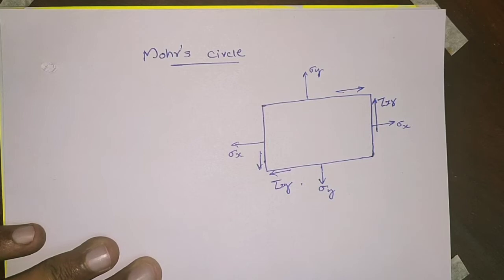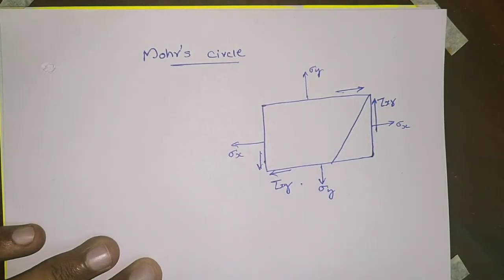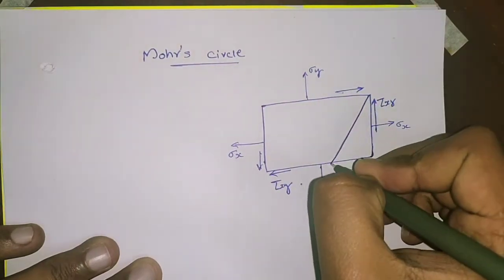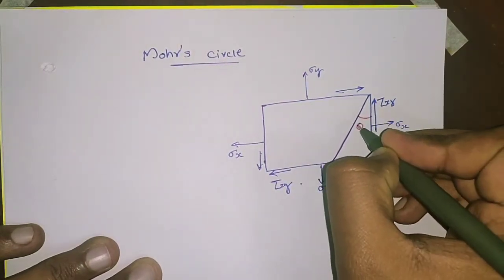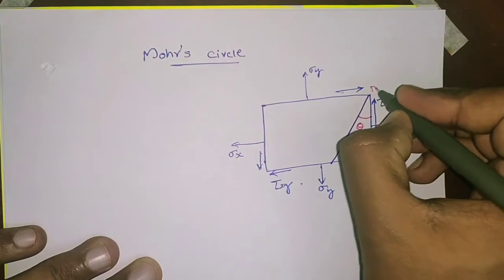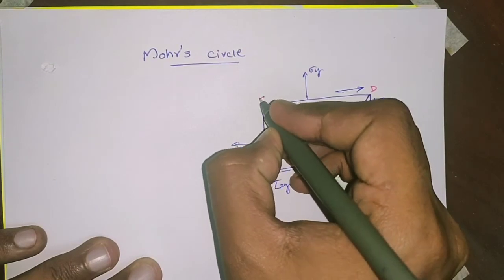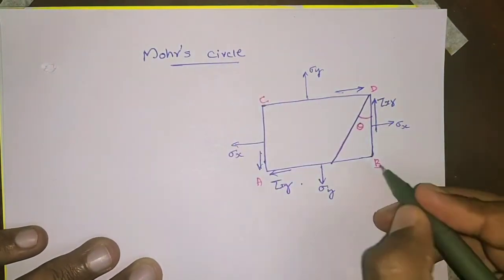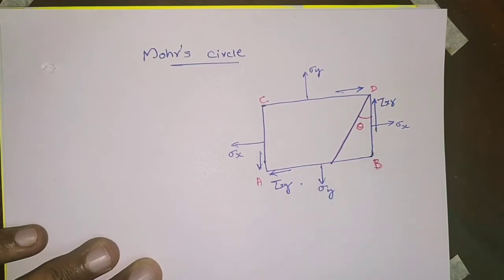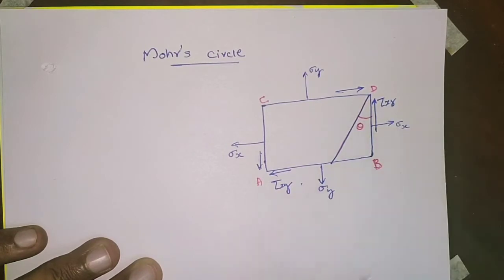And in this body there is an inclined plane. That inclined plane is at an angle theta with this vertical plane. So we can label the corners as A, B, C, D, to represent the coordinates. So this is the inclined plane, and that inclined plane makes angle theta with the BD plane.